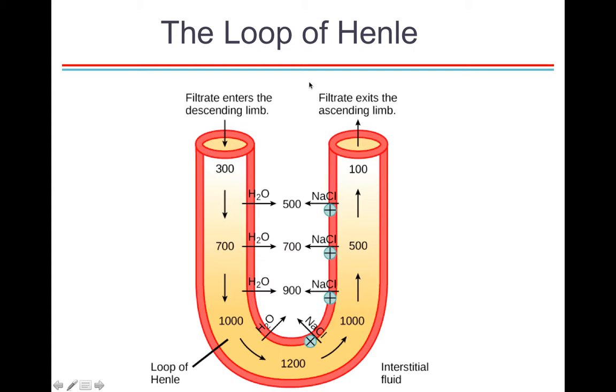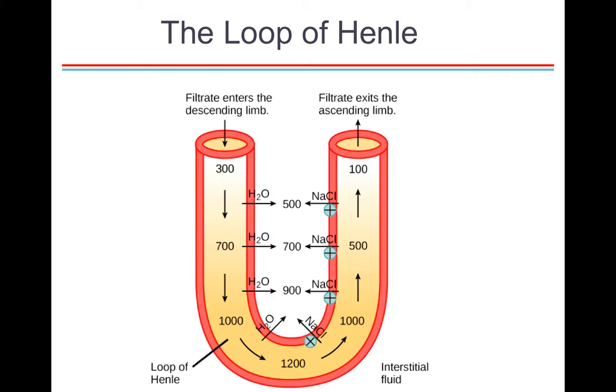So what I'd like to show you is happening in the descending limb is we have water leaving the filtrate. Water is leaving, but ions are not leaving. So this is going to lead to an increased concentration of solutes as the filtrate descends down the loop of Henle. And we can see the osmolarity increasing from 300 to 700 to 1000 to 1200 on the bottom. And that is due to there being less water. For the same amount of solutes, they're going to be in a smaller volume of water, making the solutes more concentrated.